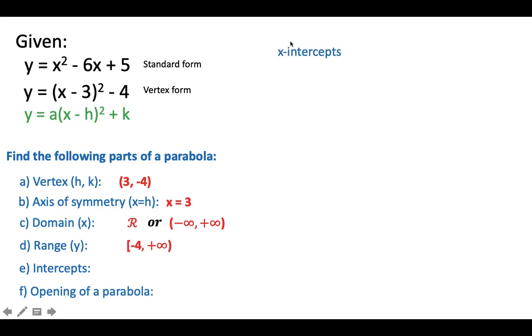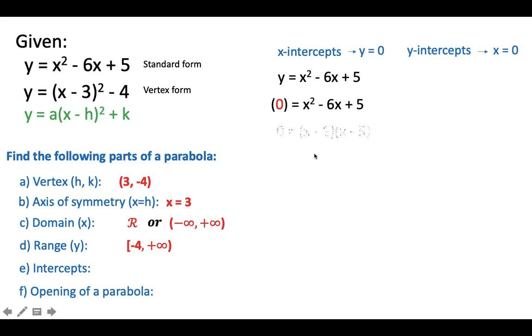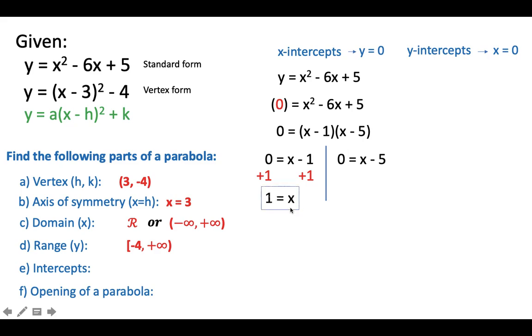How about the intercepts? When we say x-intercept, the value of our y is 0. When we say y-intercept, our x is 0. Okay, using any of these equations, I prefer to use the standard form, we will just substitute y with 0. Then we're going to factor x squared minus 6x plus 5, and that is quantity x minus 1 times quantity x minus 5. Equate each factor to 0. So to find the value of x, add 1 to both sides, and x is equal to 1. On the other side, add 5 to both sides, so x is equal to positive 5. Therefore, our x-intercepts are 1 and 5.